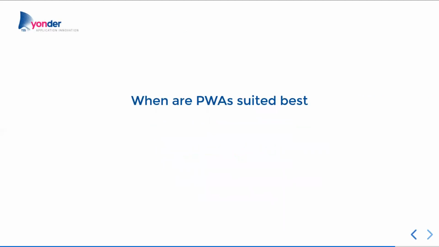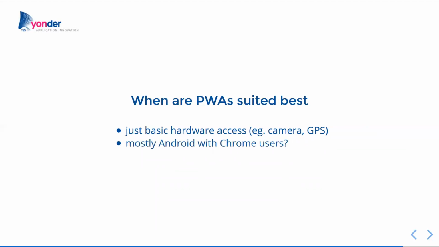Now, let's see when our PWA is suited best. If one or more of these are true for your project, it might be a good idea to at least look into it, right? So we have just basic hardware access, like camera, like GPS, like maybe even a calendar or stuff like that. You have mostly Android with Chrome users, and that's not an absolute necessity. It's a good idea, it's an advantage, but you can support Safari. Like I said, they're laggards, but they're in an okay place right now with support for PWAs.